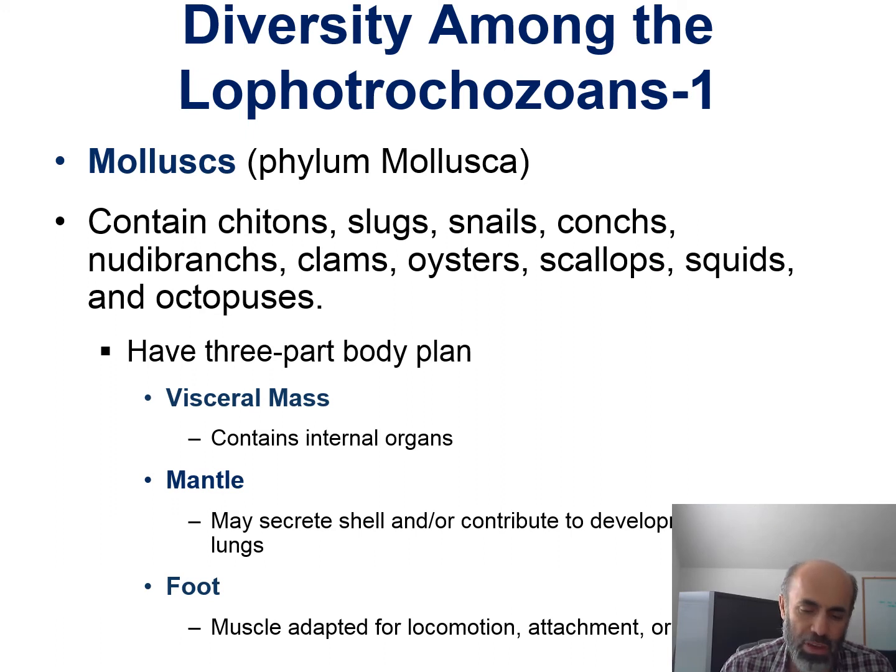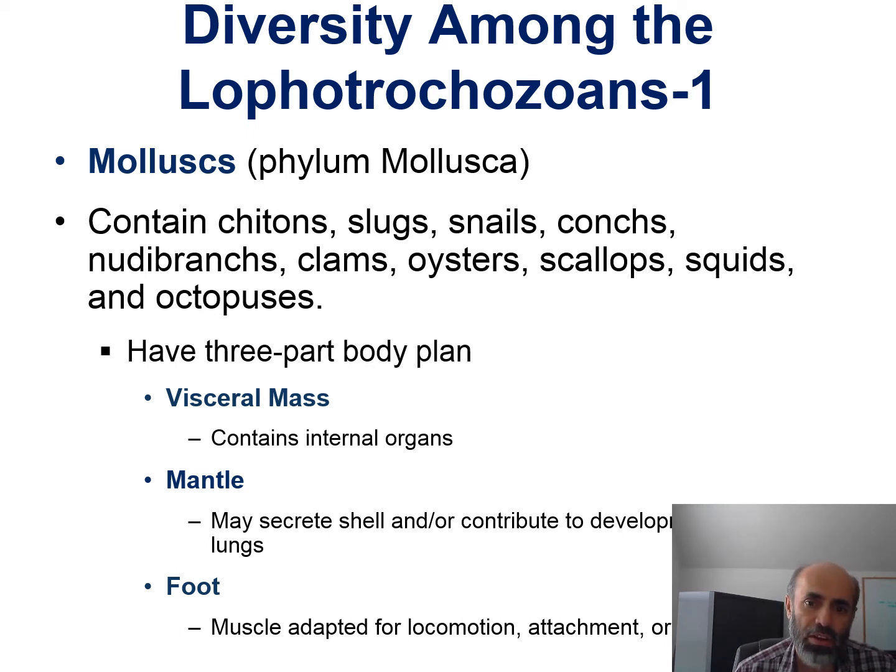We did not really spend much time on Lophotrochozoans and Lophophorans because these are not very commonly known. We'll start talking about molluscs, bivalves, and other types of organisms that are included in Lophotrochozoans. Molluscs belong to phylum Mollusca. They contain snails, slugs, conchs, nudibranchs, clams, oysters, squids, octopuses, and all of those that have some type of hard shell in their body.